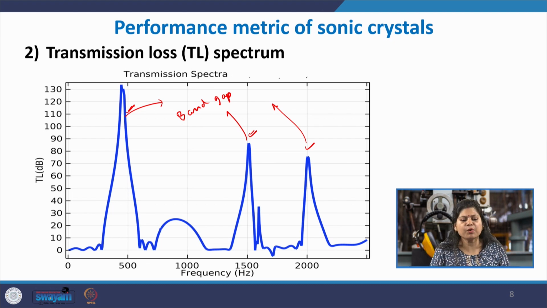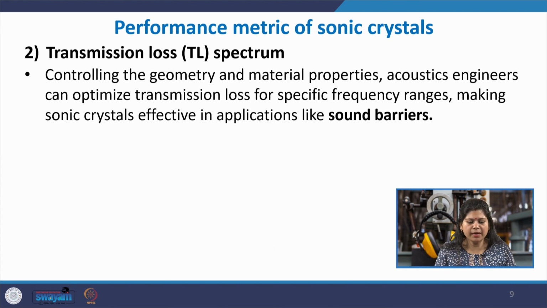Those are the frequencies where wave propagation becomes difficult, and hence there is very little transmission, and the transmission loss takes a peak at those frequencies. The sonic crystal structure becomes more effective at these frequency ranges. So, this is a typical transmission loss spectrum, and you can notice the peaks which correspond to the frequency ranges of the band gap. By controlling the geometry and the material properties, acoustic engineers can optimize the transmission loss for specific frequency ranges, making these crystals very effective in applications such as sound barriers.